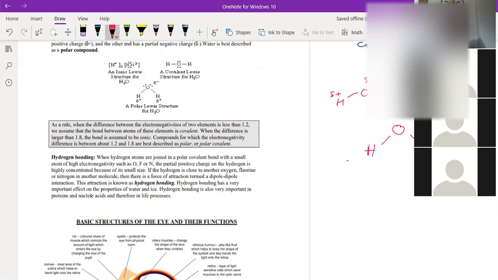Okay, so hydrogen, slightly negative here, slightly positive, a little bit positive, partial positive here. Okay, so that's another molecule. So what happens? Opposite charges attract. So here, the positive on hydrogen will interact with the negative on the oxygen. And then they form, so this is what's called a hydrogen bond here. It forms a hydrogen bond.